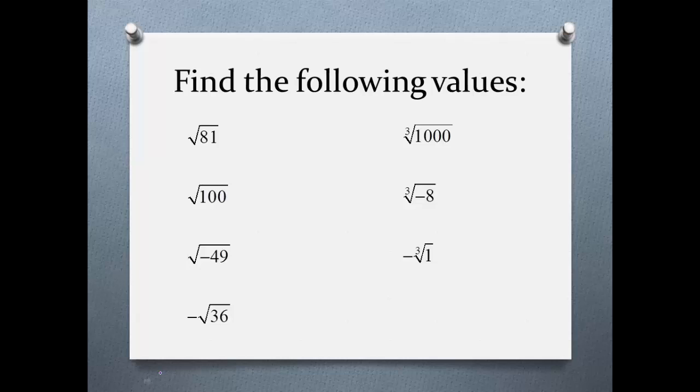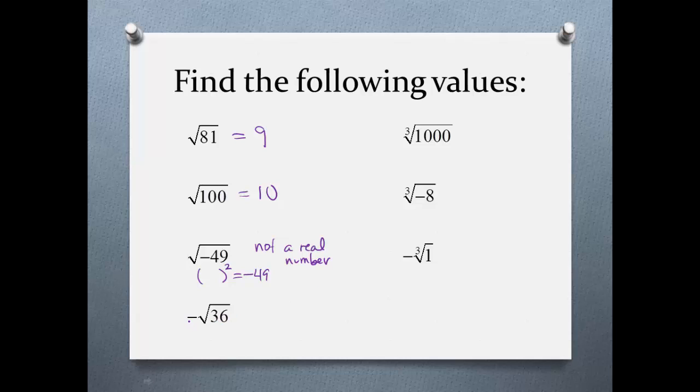So let's practice that. These are all asking for principal roots, so the square root of 81 is asking for the positive number that you square to get 81, that's 9. The positive number that you square to get 100 is 10. For the square root of -49, there's no number that you can square to get -49, so we write not a real number here.